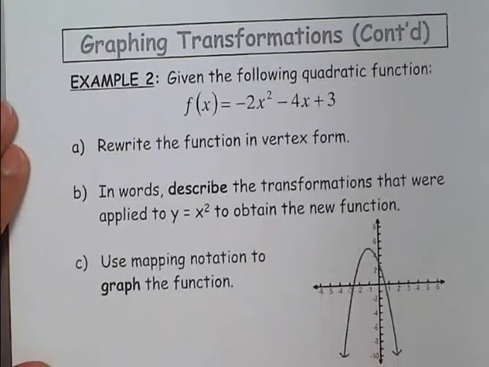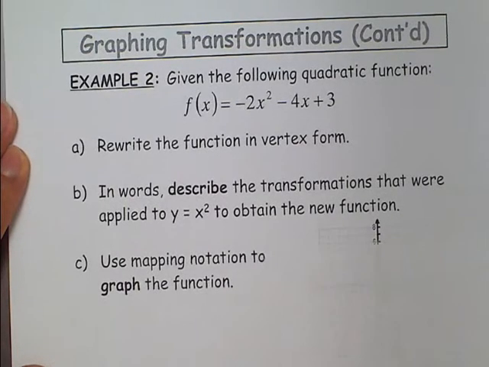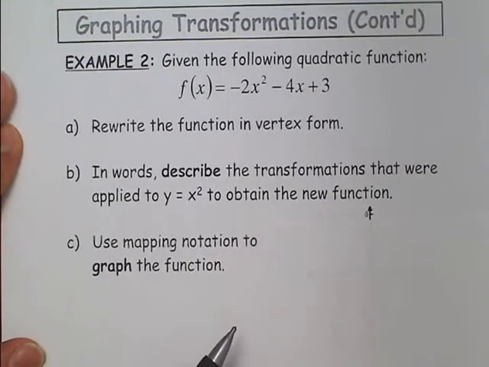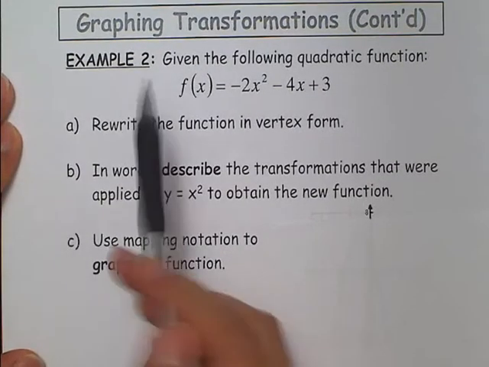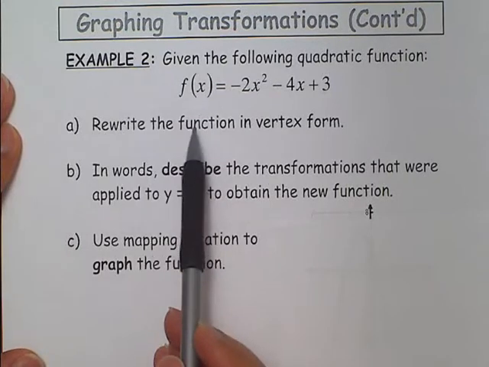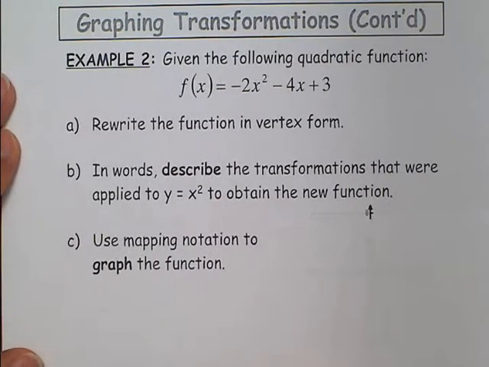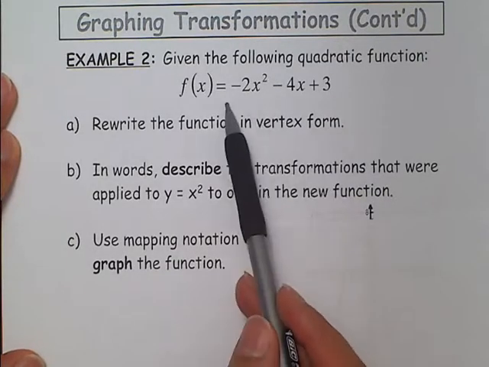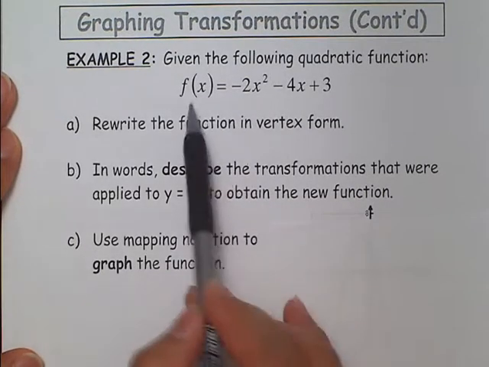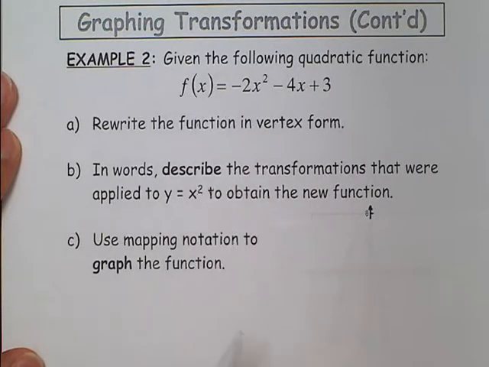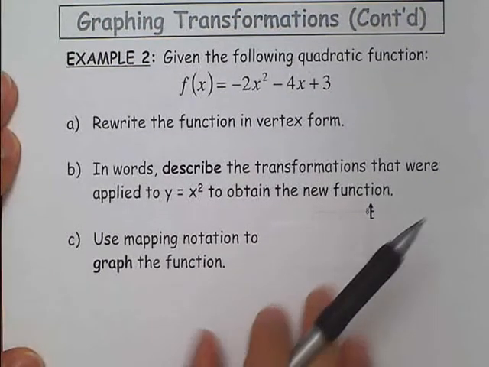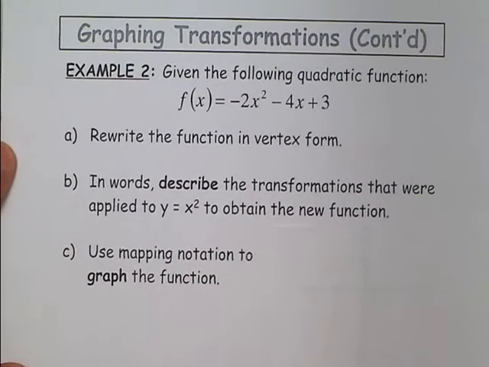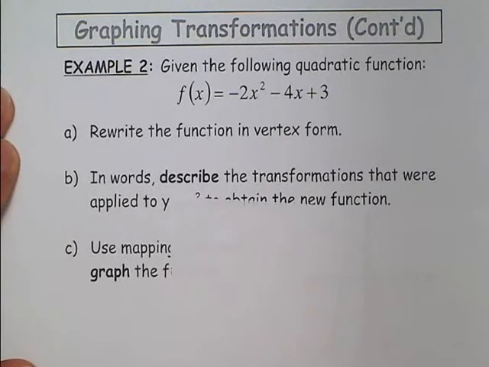So here's our second example, and I'm just going to hide the graph. Okay, so in the second example, we're actually going to be graphing using mapping notation. So in example 2, it says, given the following quadratic function, f(x) = -2x² - 4x + 3. You'll notice that it's actually written in function notation. So instead of writing y equals, we wrote f(x) equals. And the first thing it asks us to do is to rewrite the function in vertex form. Now, fortunately, we've already done that, and we did that in example 1.